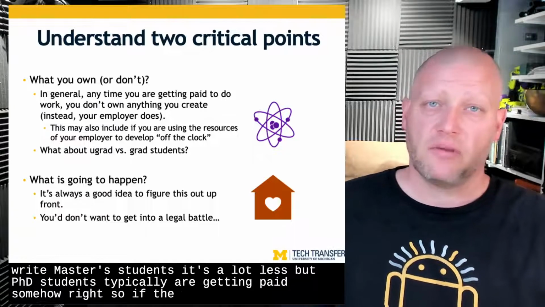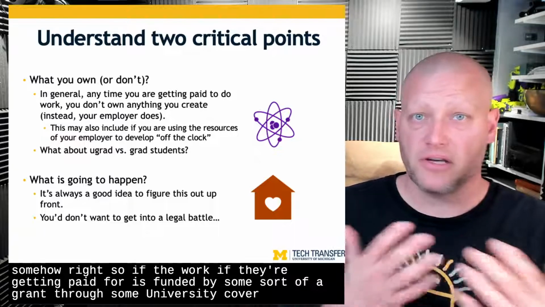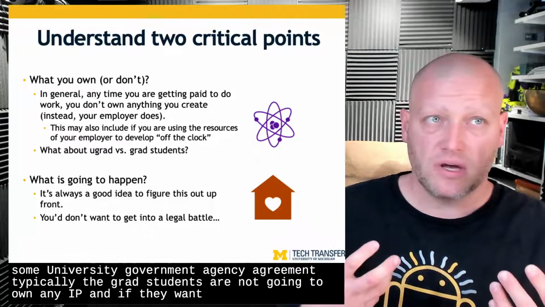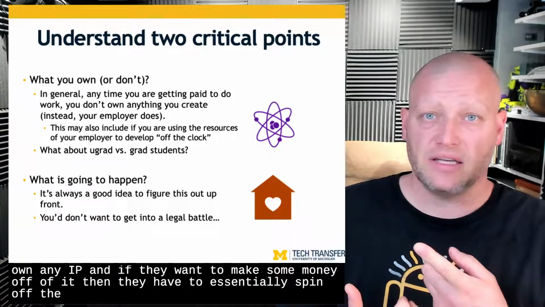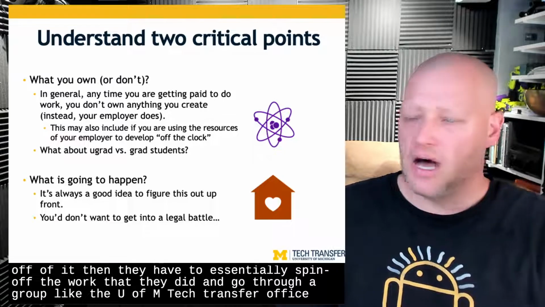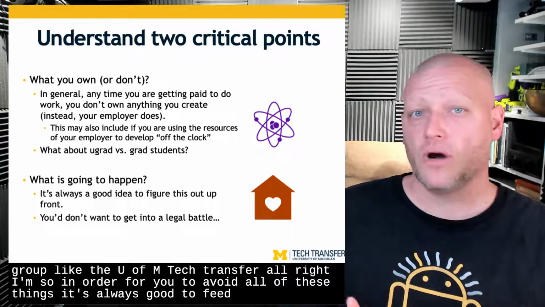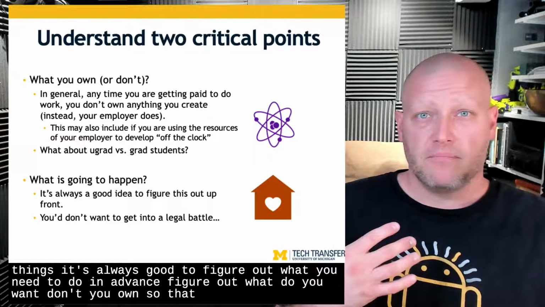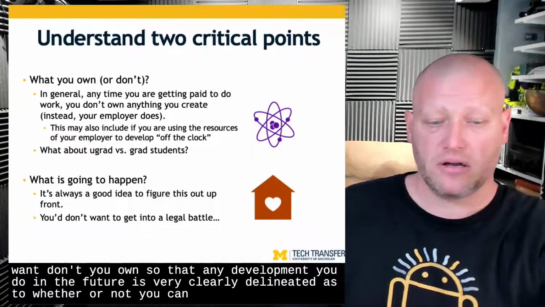Right? So if the work that they're getting paid for is funded by some sort of a grant or through some university government agency agreement, typically the grad students are not going to own any of that IP. And if they want to make some money off of it, then they have to essentially spin off the work that they did and go through a group like the U of M Tech Transfer Office. All right. So in order for you to avoid all of these things, it's always good to figure out what you need to do in advance. Figure out what you own, what you don't own, so that any development that you do in the future is very clearly delineated as to whether or not you can claim it as your own.